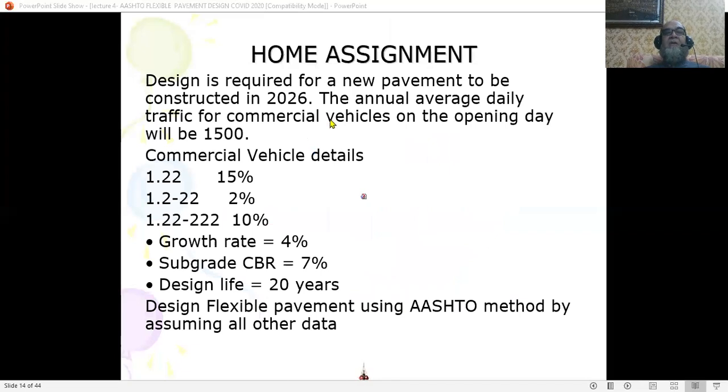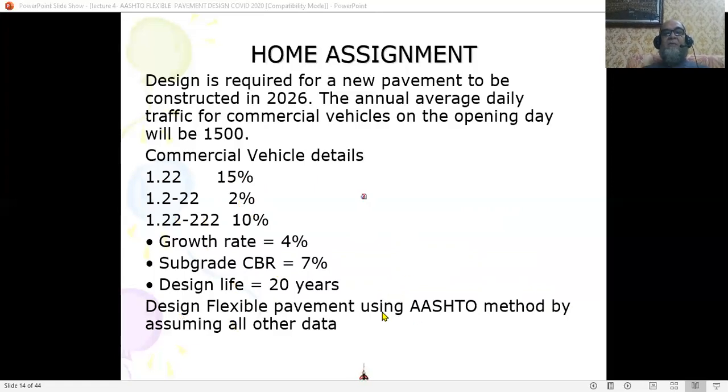Now, there's a home assignment, and this you have to do. This is the data for traffic. First, you need to calculate the ESALs, as we have discussed in lecture 2 or lecture 3, lecture 3 probably. And then you will design a flexible pavement as we have discussed.